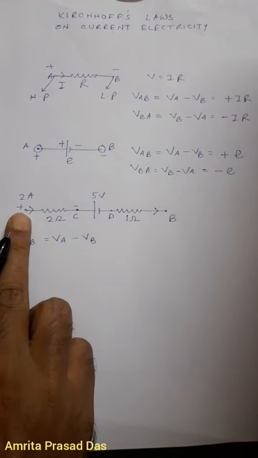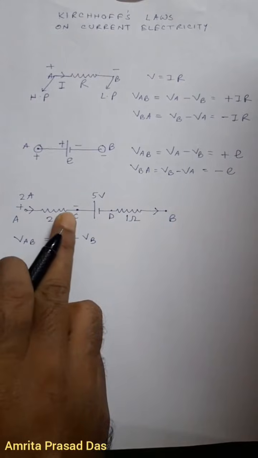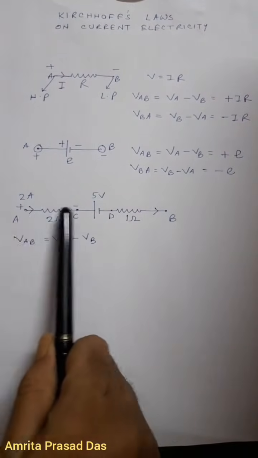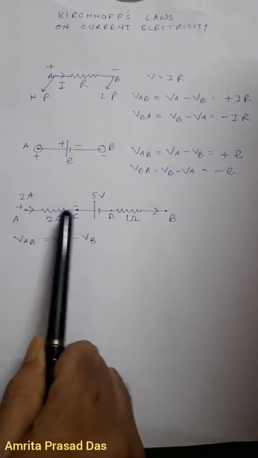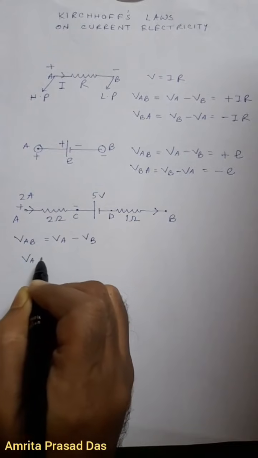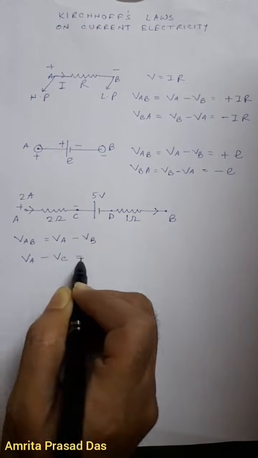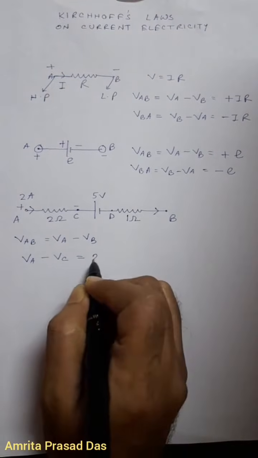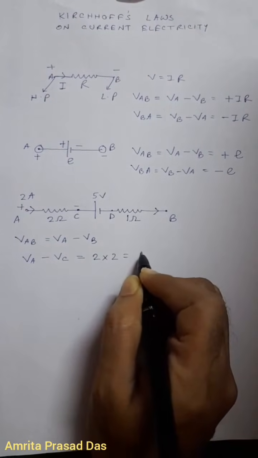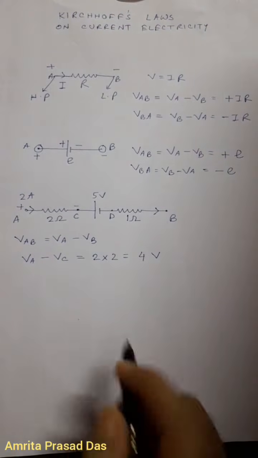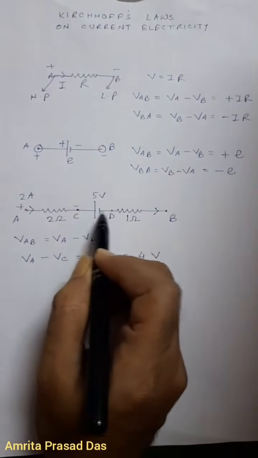Therefore, from A to C, and this is a resistance of 2 ohm between A and C, current flows from A to C. A is the high potential end, C is the low potential end. So we can write VA minus VC. This must be positive because A is at high potential, that is IR, 2 into 2, which is equal to 4 volt. Now you have to compare between these 2 points C and D.